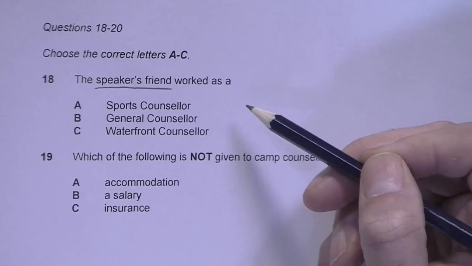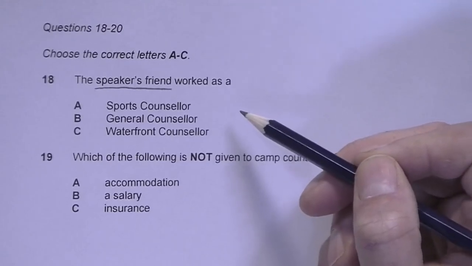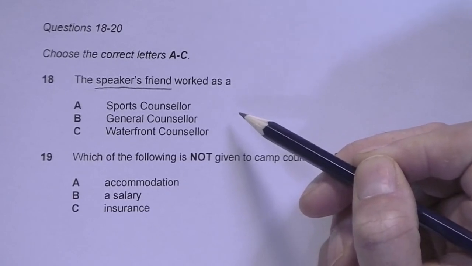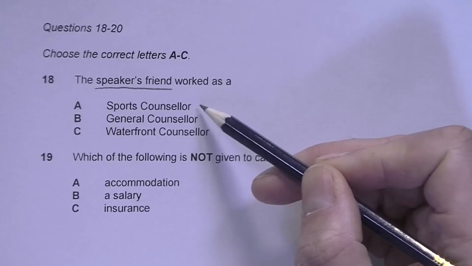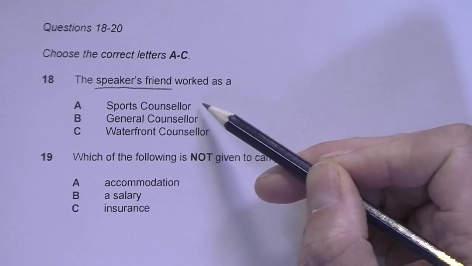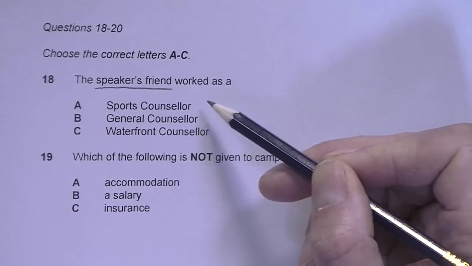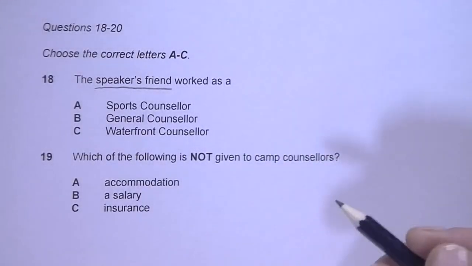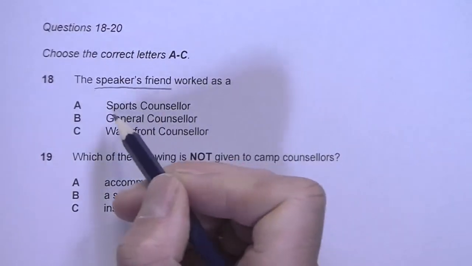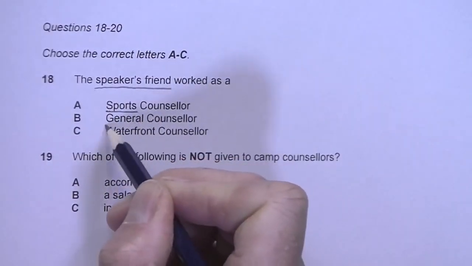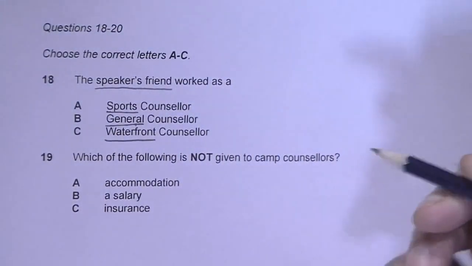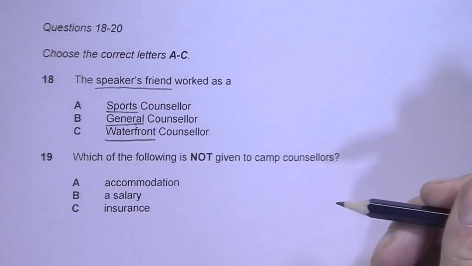Look at the options too and think about how these could be paraphrased or said in a different way. For example, instead of sports counsellor, the speakers might say advisor to sports people. During the test, listen for keywords like these. They will help you find the answer.